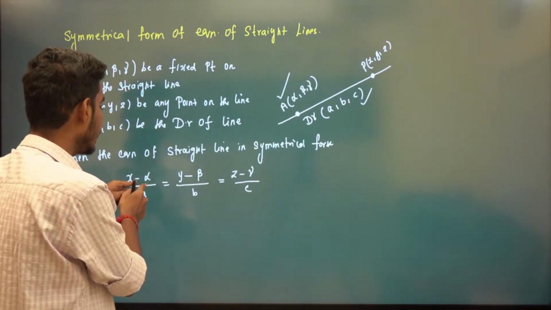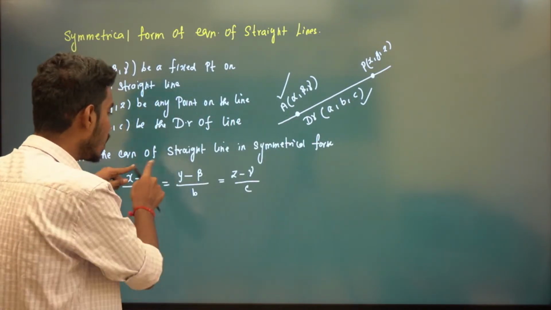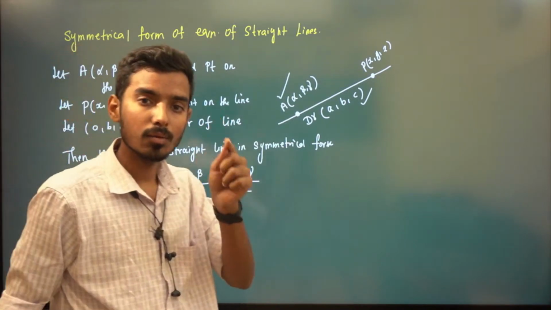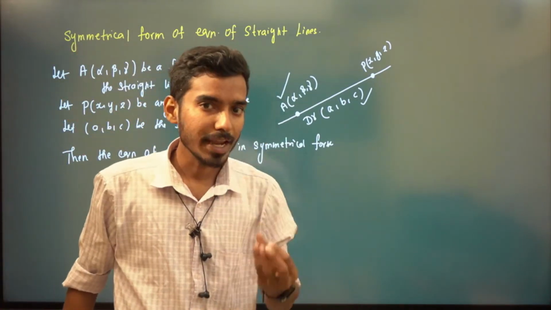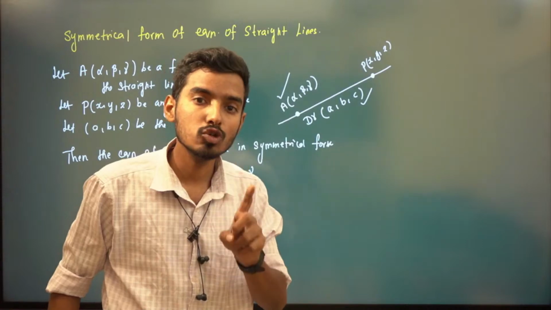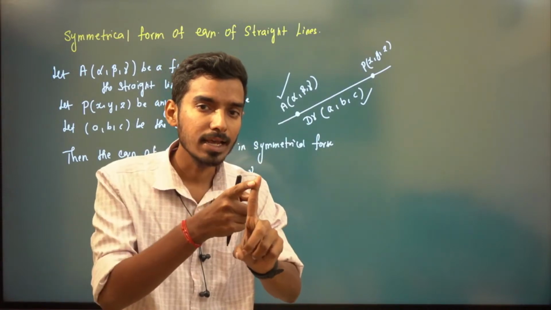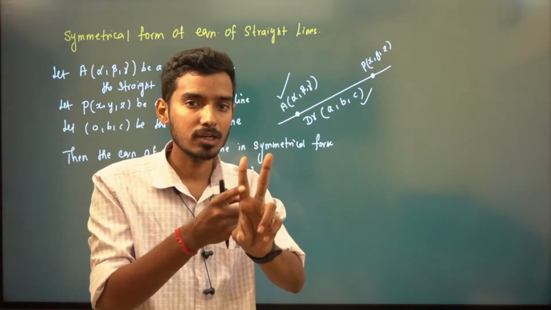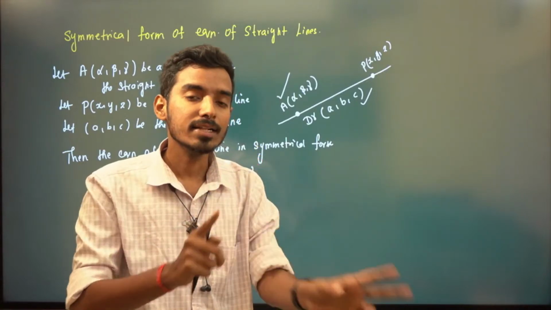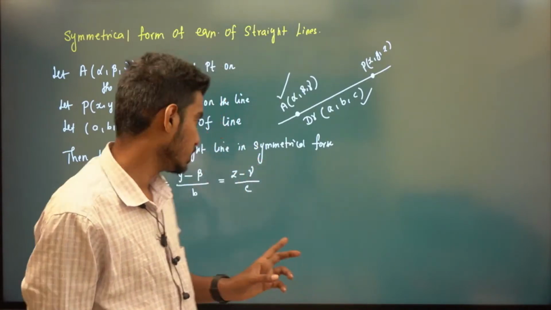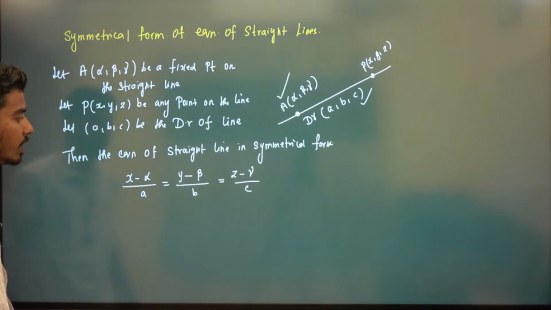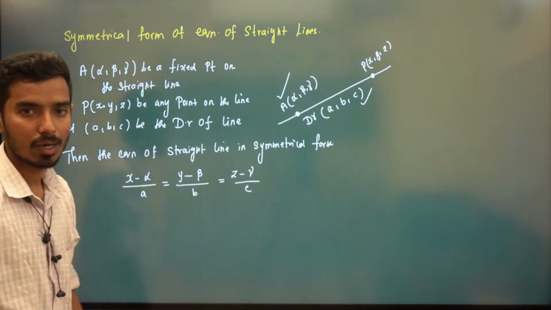What is that? x minus alpha by a, y minus beta by b. Alpha, beta, gamma is the one coordinate that you know. So to write the equation of a line in symmetrical form, you should know one point on the line and the direction ratio of the line. If you know these two data, then you can write the equation of the straight line, which is x minus alpha by a, y minus beta by b, z minus gamma by c.